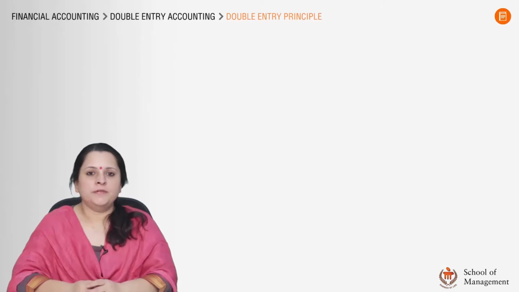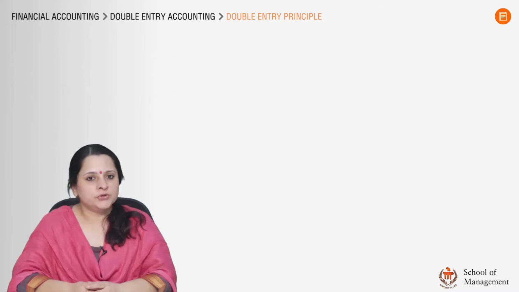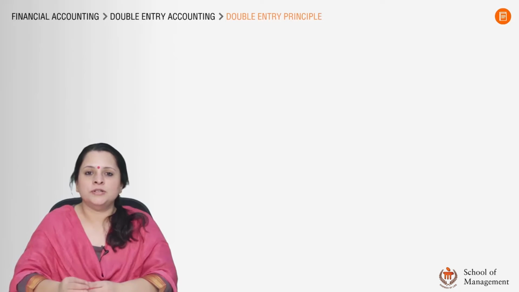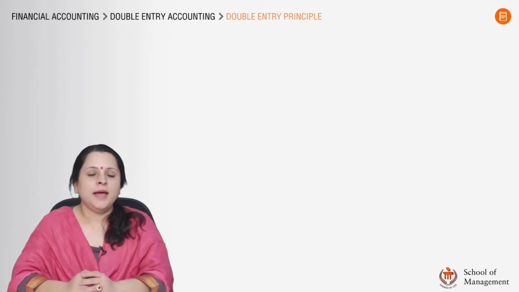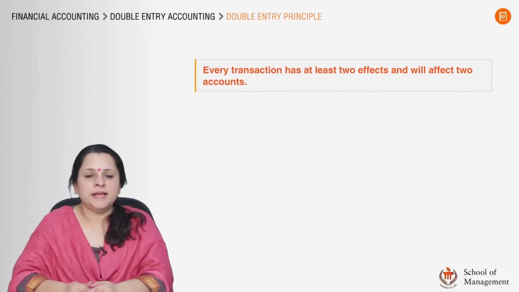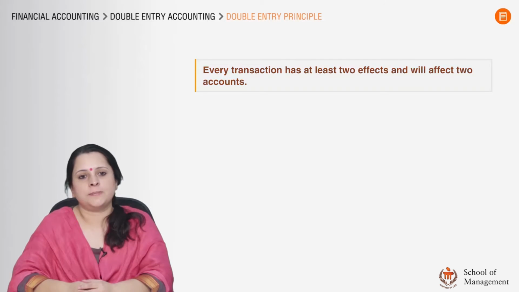In this module, we are going to understand how double entry accounting works, how transactions are recorded in the books of accounts by way of journal entries, and how these journal entries are updated in the ledger accounts. As you might recall from an earlier video, I had explained dual aspect accounting. In accounting, every transaction has at least 2 effects and will affect at least 2 accounts.